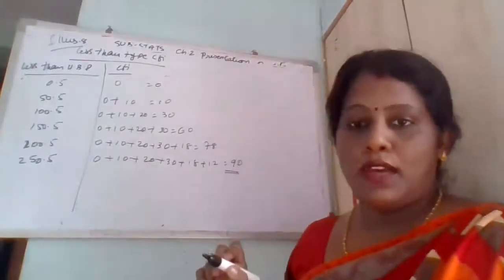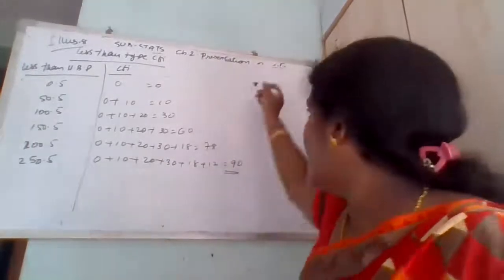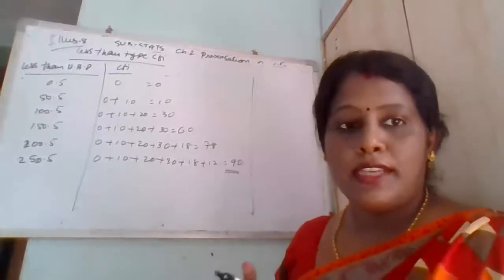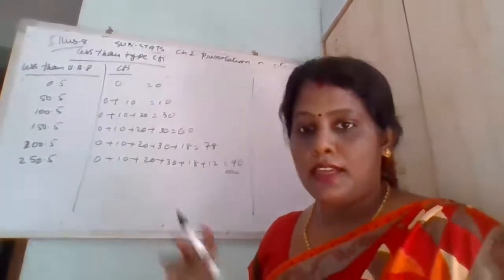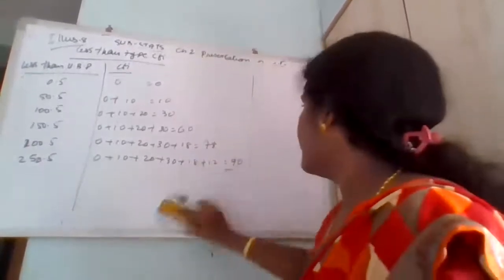This is the way you have to find your less than upper boundary point. Then after that you have to find the more than type CF. So this is the solution of less than type CF. Now we'll see more than type.